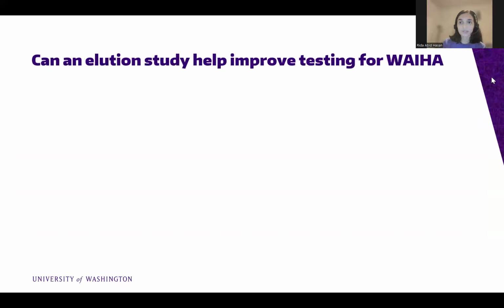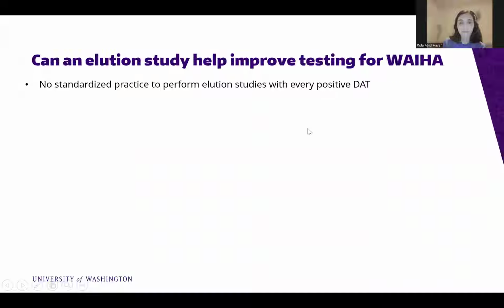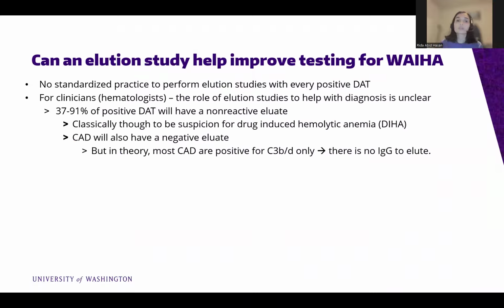So can an elution study help improve testing for warm autoimmune hemolytic anemia? Currently, there's no standardized practice to perform elution studies with every positive DAT. Every hospital has its own policy, whether or not they'll do it, so there's no overall standard that labs have to adhere to. For clinical hematologists, they might not even know their lab is doing the elution. They might not even know to look for these results.